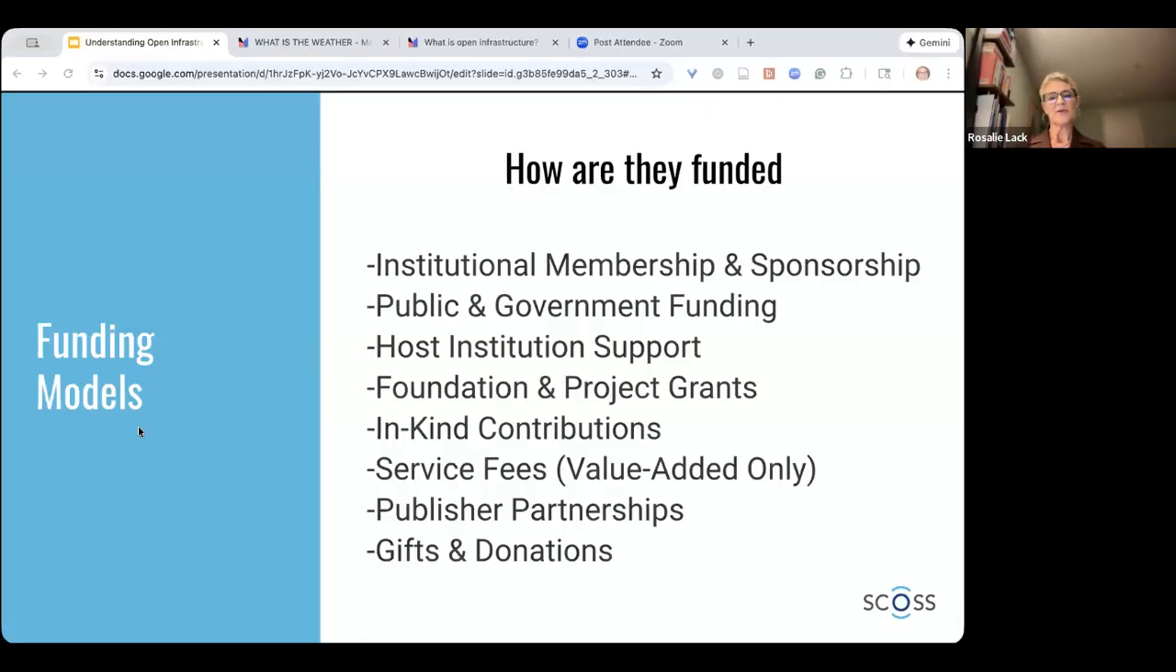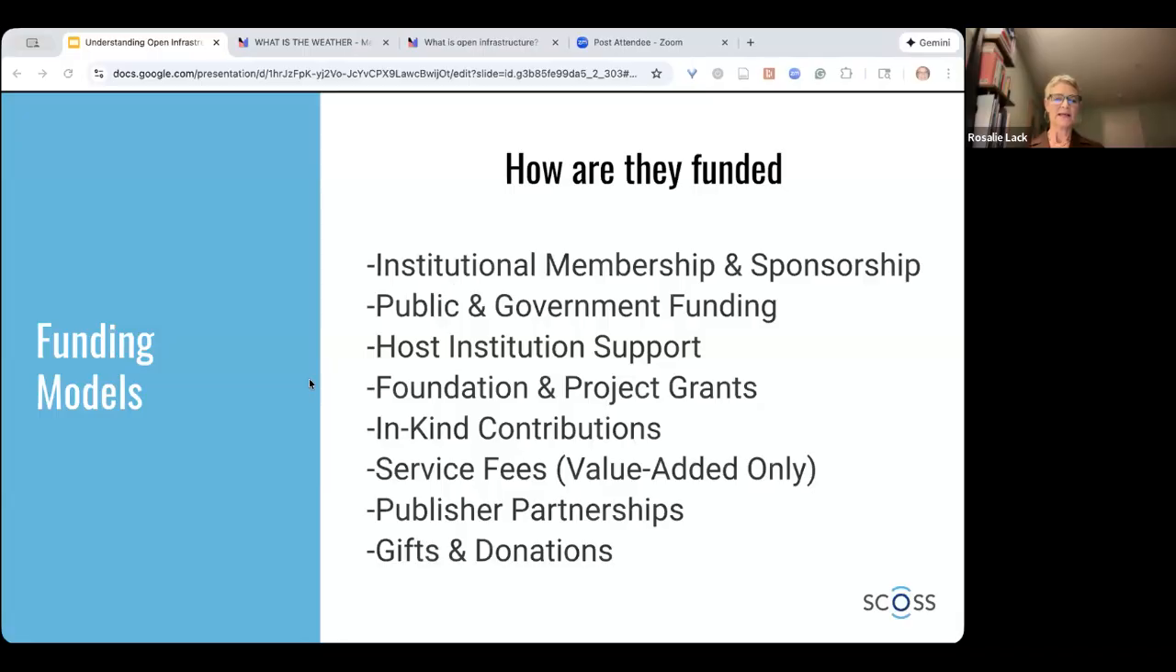Institutions will become members or sponsors and regularly contribute to that infrastructure to help them with their operating funds. They also may be funded by public funding or government funding, that would be national or regional support that can be a funding source. Some infrastructures are hosted in a larger university or a larger organization that give them either funding or at least in-kind backing or cash backing, depending on the host institution.